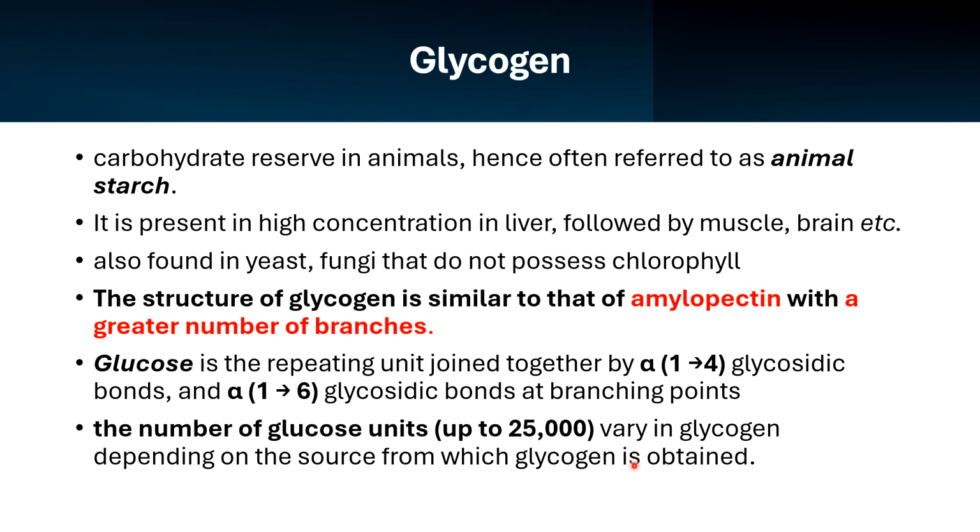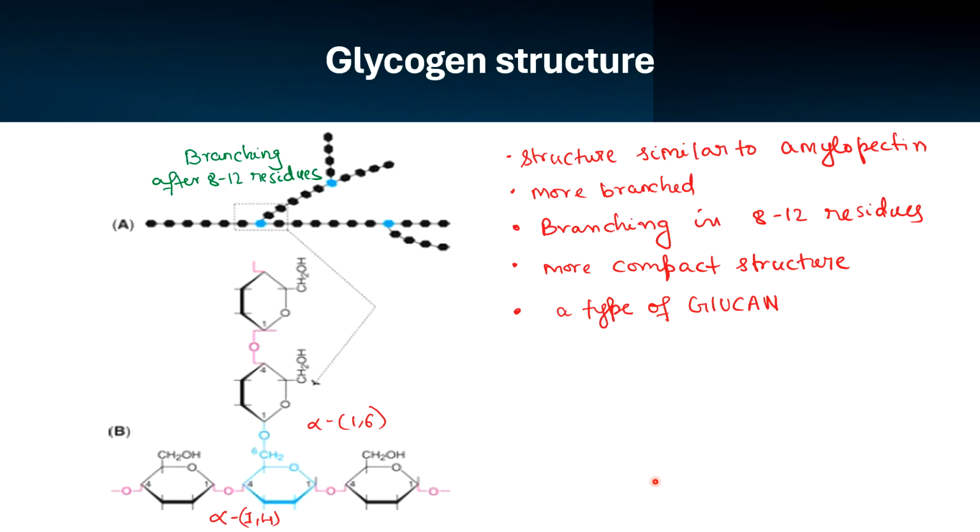What is the second difference? The second difference is that branching in case of starch takes place after 25 to 30 residues, while in case of glycogen branching takes place after 8 to 12 residues. What does this mean? It means that the structure of glycogen has a higher degree of branching than that of amylopectin. So these are the two differences.